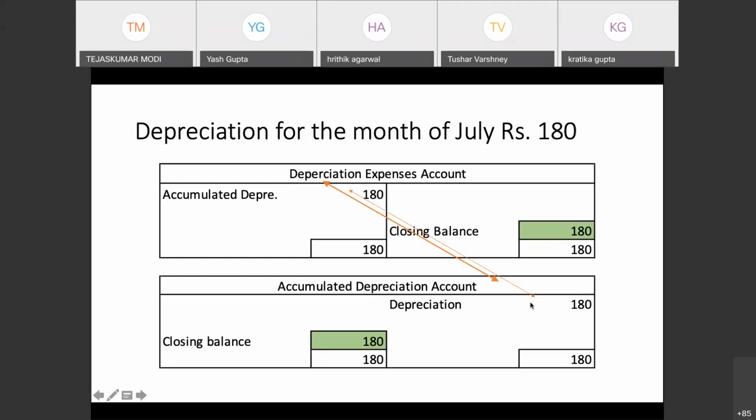But I hope you understand the posting part. You record the name of the other account for cross referencing, right? So depreciation expense account is debited and the closing balance of depreciation expense account is 180, and accumulated depreciation account balance is 180. Anyone has any question? Please ask me. Hello? No one has questions? Okay.